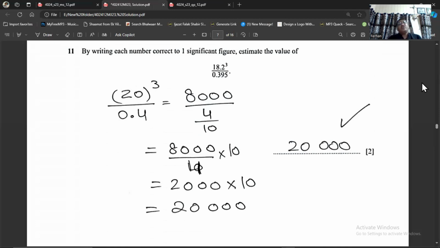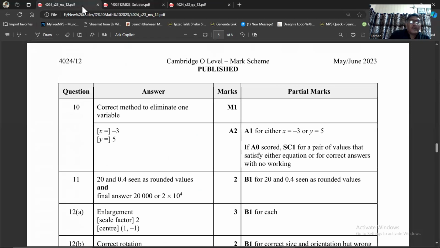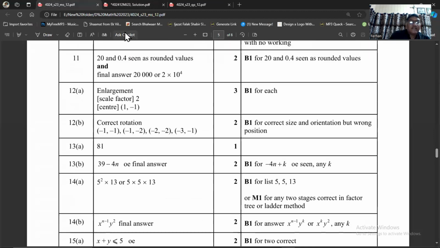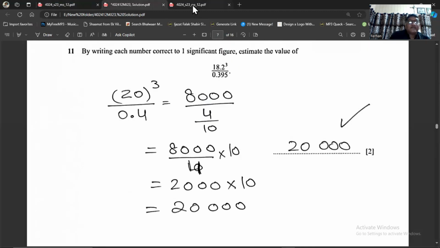20 cube will be 8,000, and dividing by 0.4 is the same as multiplying by 10 and dividing by 4. So it will be 8,000 multiplied by 10 divided by 4, and that is 2,000 multiplied by 10, and that is 20,000. So I think the answer is 20,000, and so I think the answers are right. 20,000 is the answer, sir.